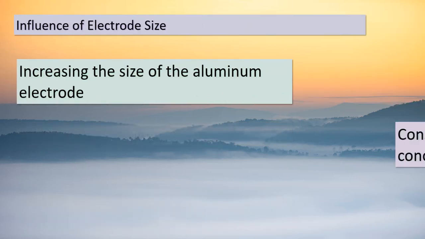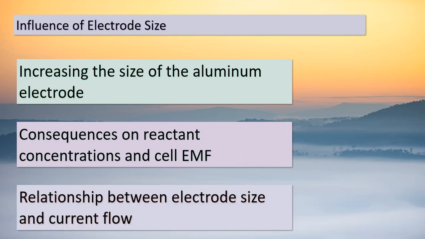Now, students, let's discuss the fascinating impact of electrode size on our voltaic cell. If we increase the size of the aluminum electrode, how does this decision affect the reactant concentrations and, consequently, the cell's EMF? Dive with me into the intricacies of electrode size and its connection to the flow of electric current.